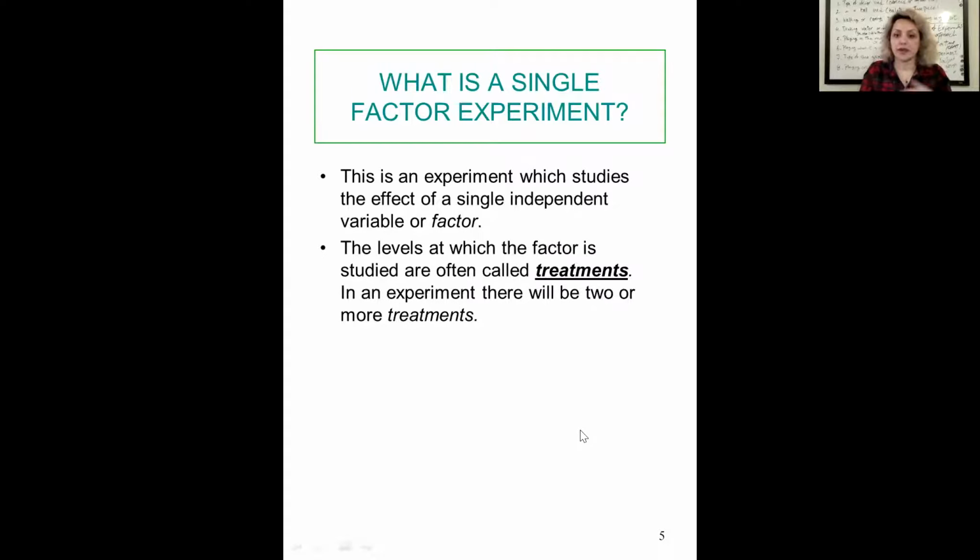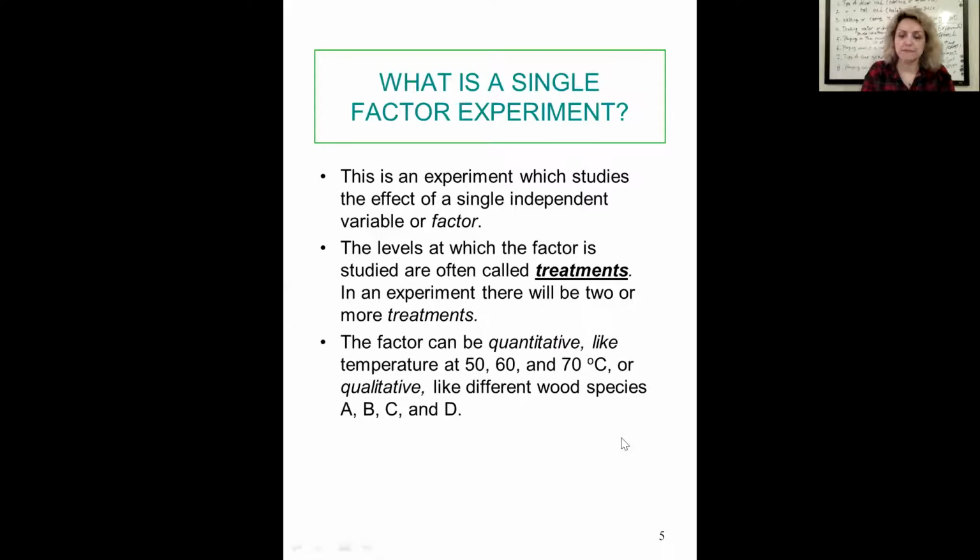The levels at which the factor is studied are often called treatments. In an experiment, there will be 2 or more treatments. The factor can be quantitative or qualitative. Quantitative, like temperature, 50, 60, 70, because we can say these are levels, 50, 60, 70. So the factor of temperature could be quantitative.